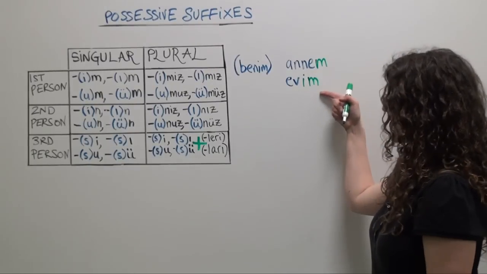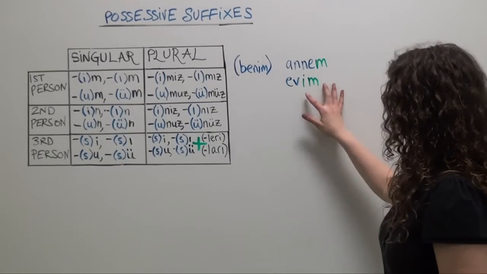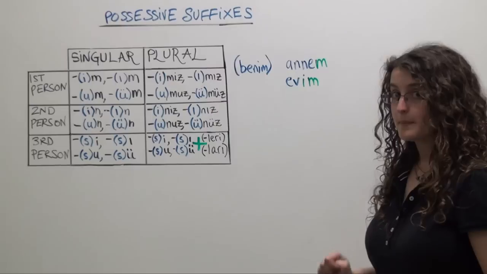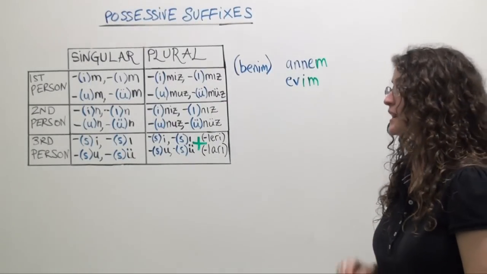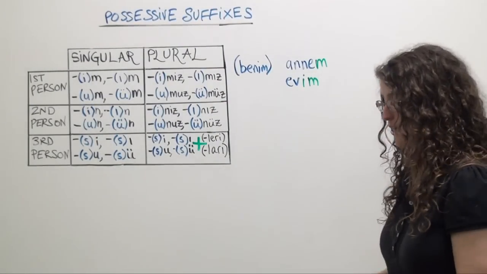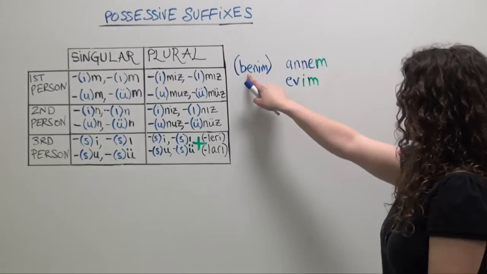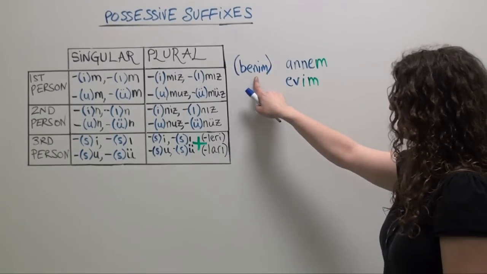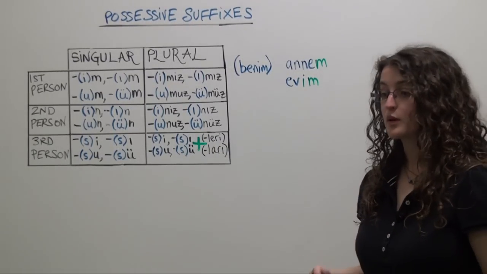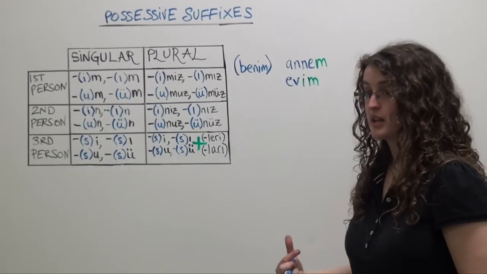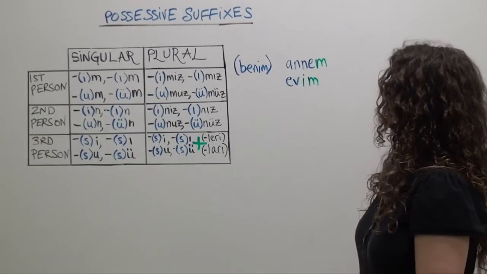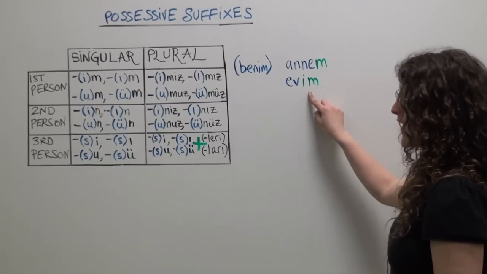Evim, my house. Now, although this single word, evim, means my house all by itself, if you want to emphasize it's my house, you can also, again, add benim. So the personal pronoun ben in the genitive, my house. Benim evim, or simply evim.